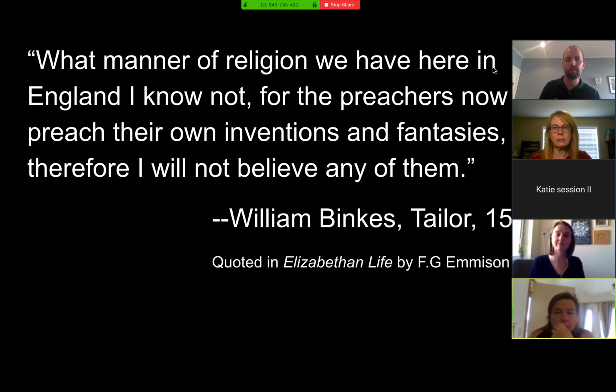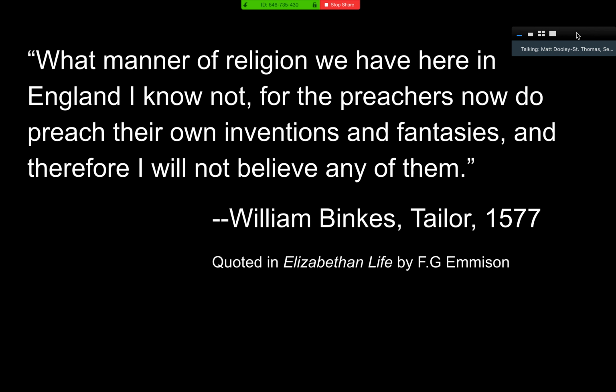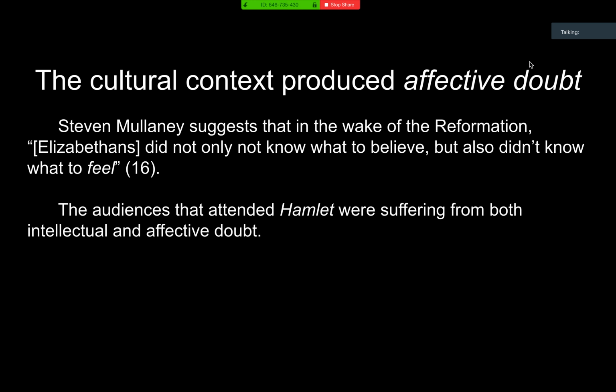To get a look at what that seemed like to the person on the street, this is a great quote that I found from a tailor in 1577. He said, "What manner of religion we have here in England I know not, for the preachers now do preach their own inventions and fantasies, and therefore I will not believe any of them." In other words, this cultural context produced a lot of affective doubt.